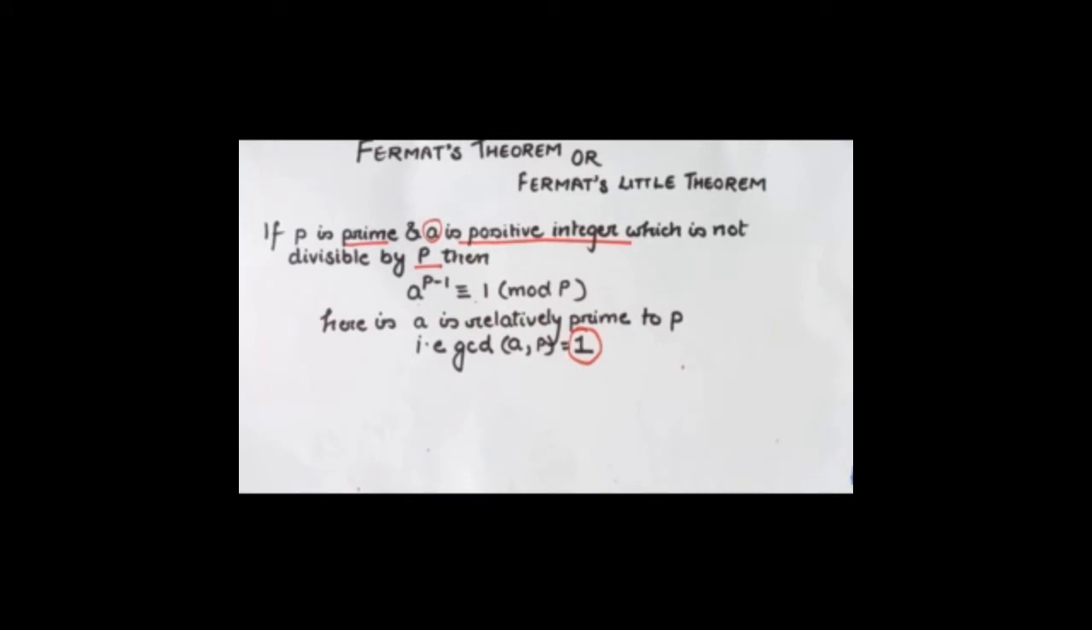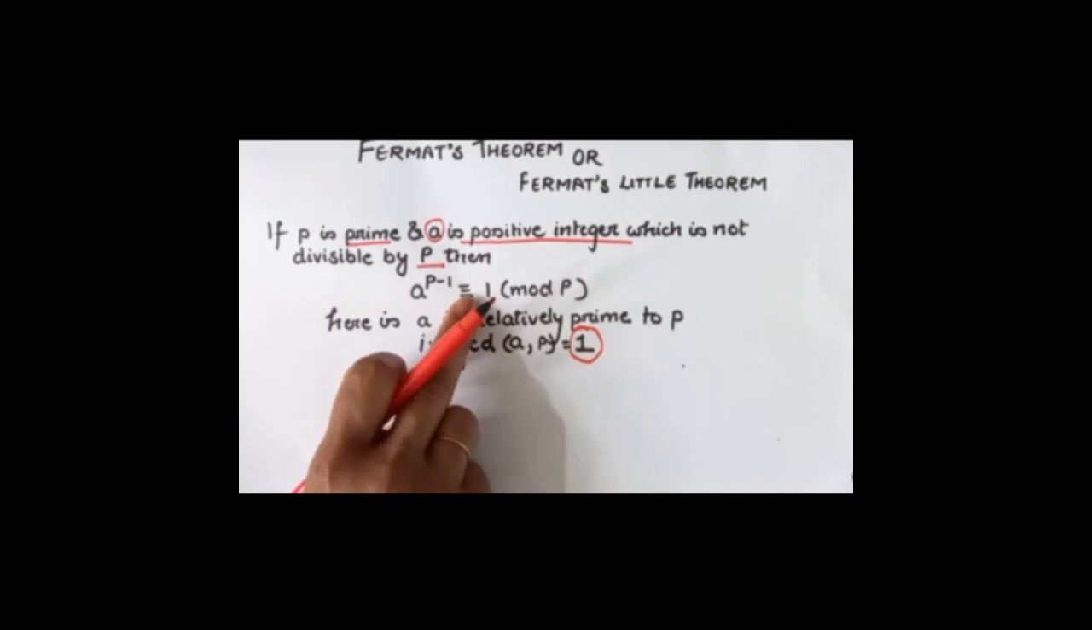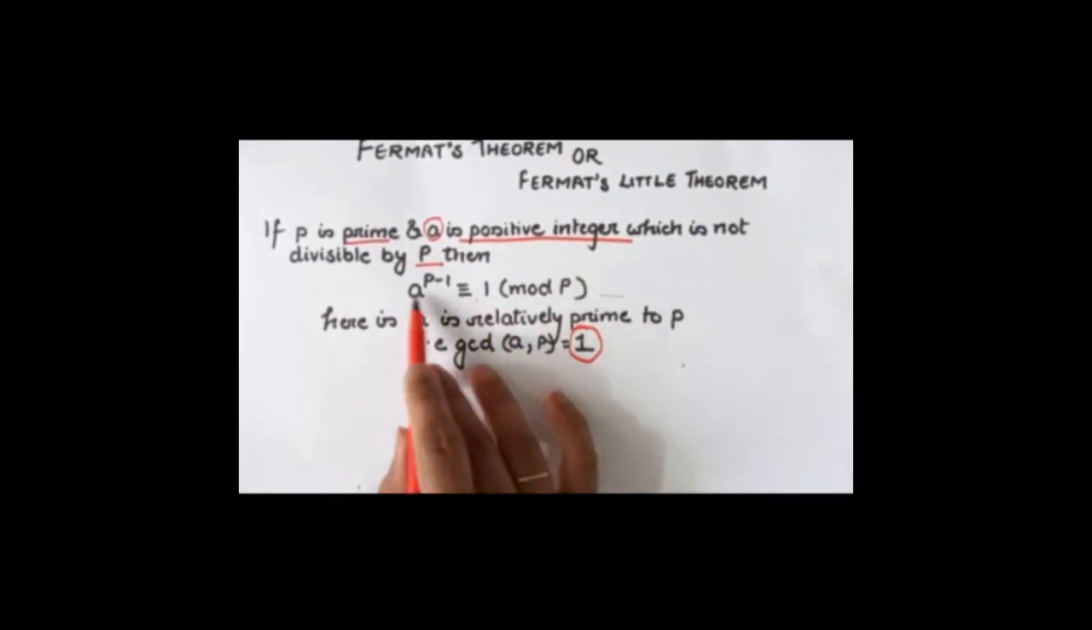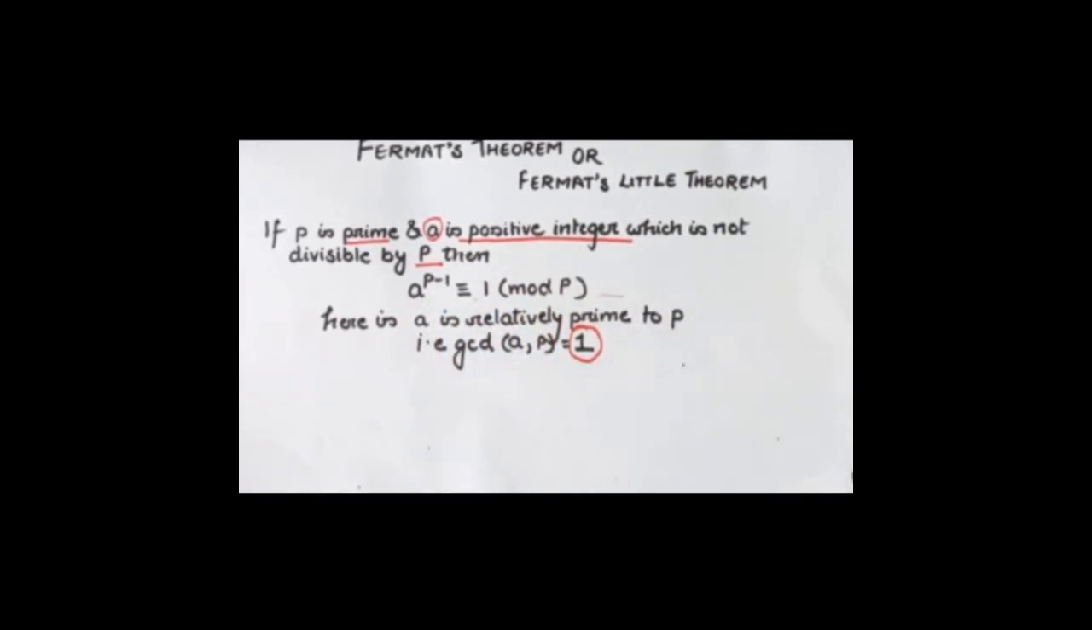Okay, so this is how you can state Fermat's theorem, and there should be no modification in the definition. This should go exactly the way it is written here. Okay, so Fermat's theorem states the following: if P is a prime number, A is a positive integer which is not divisible by P, then A to the power P minus 1 is congruent to 1 mod P. Okay, and both A and P should be relatively prime, or you can say the GCD of A and P should be equivalent to 1.